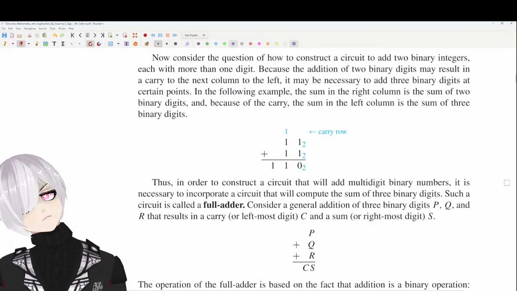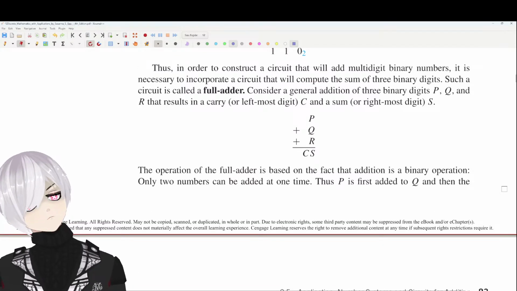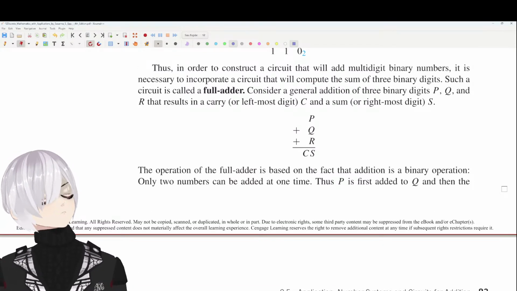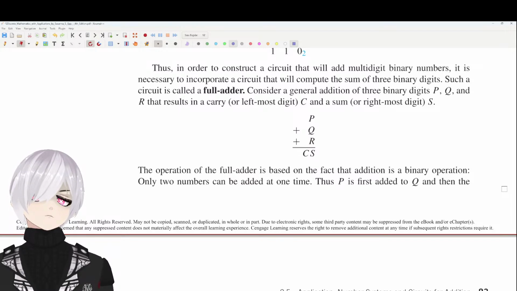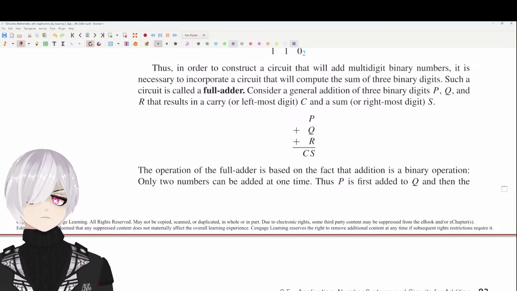Makes sense. Yeah. So thus, in order to construct a circuit that will add multi-digit binary numbers, it is necessary to incorporate a circuit that will compute the sum of three binary digits. Such a circuit is called a full adder. Consider a general addition of three binary digits p, q, and r that results in a carry or leftmost digit c and a sum or rightmost digit s. So p plus q plus r equals cs. I like how they did CS because it relates to computer science.